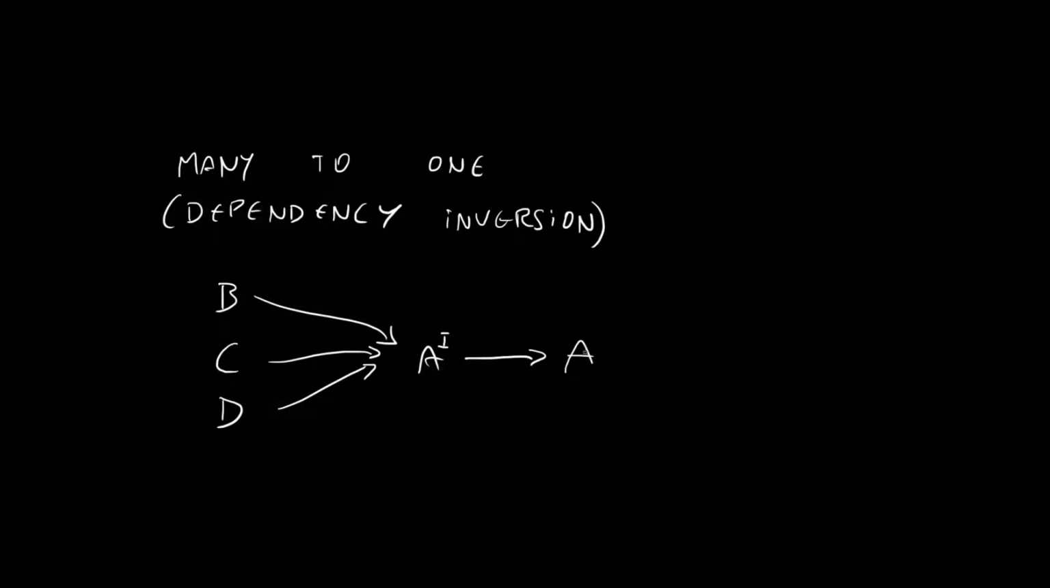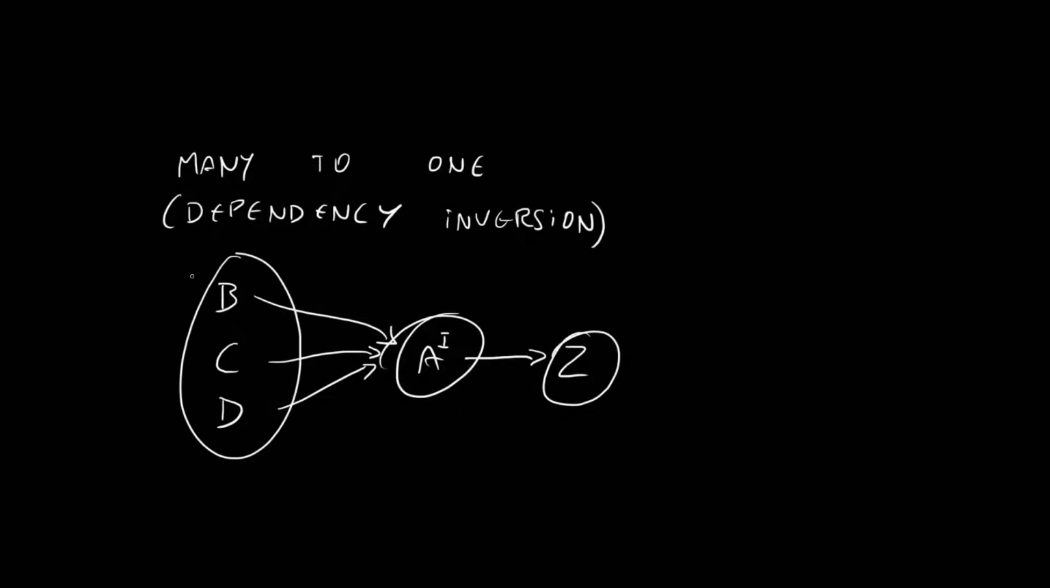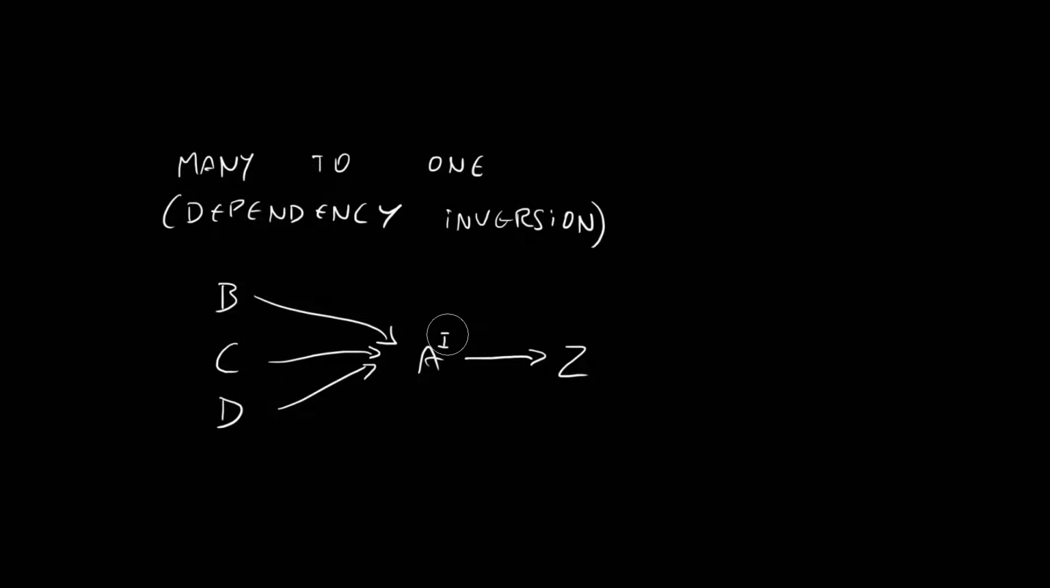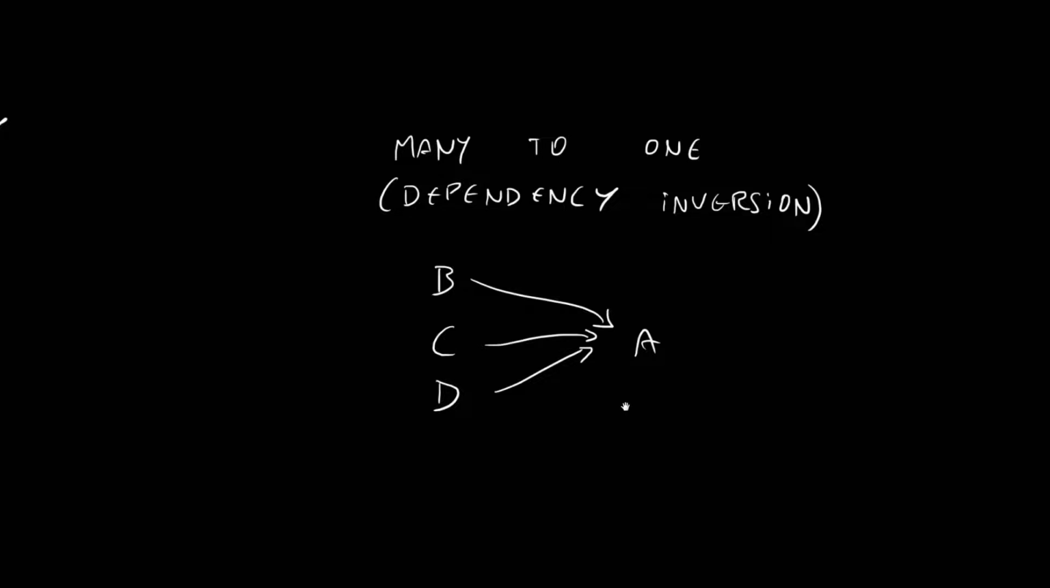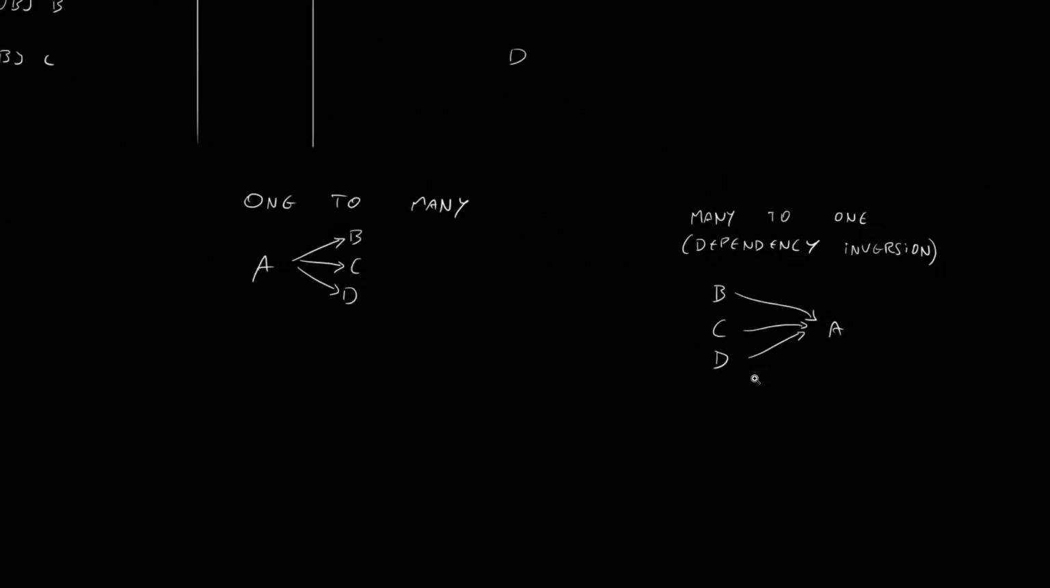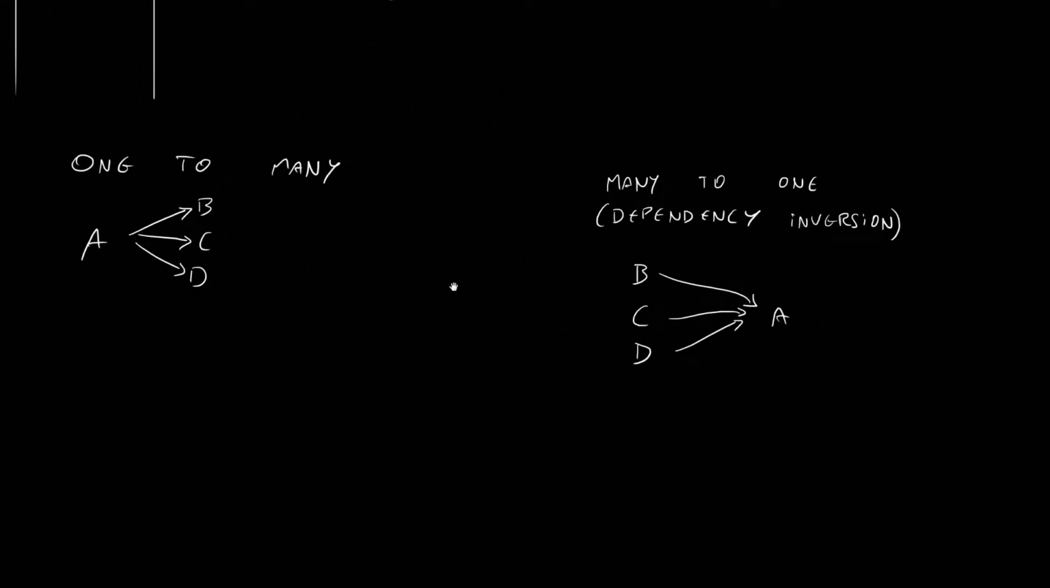What this means is that if you want later, you can remove this A and swap it for a Z or something. And these don't have to change because as long as Z implements that interface, these don't care. They only see the interface. They don't care what is actually behind the interface. Okay, but that's beside the point for now. We can simplify it like this. They all reference A. Why is this better than that?